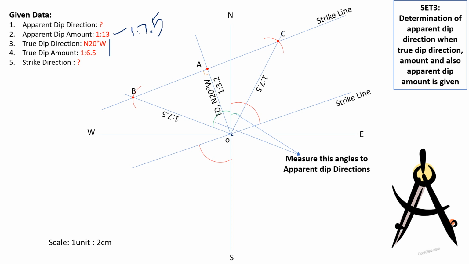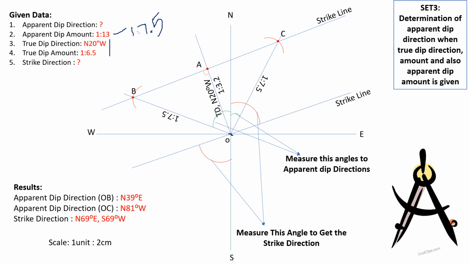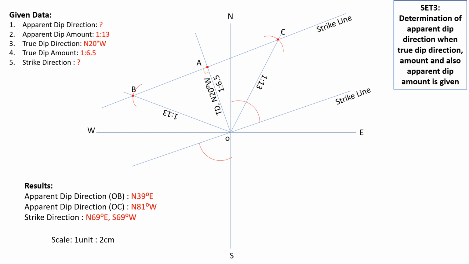Same way, this is our strike line, so we'll be measuring the strike direction as well. So we'll get two apparent dip directions. One is north 39 degrees east and another is north 81 degrees west. And same way for the strike line, we again have two: north 69 degrees east and south 69 degrees west. Once you solve, you'll see this problem in this fashion.